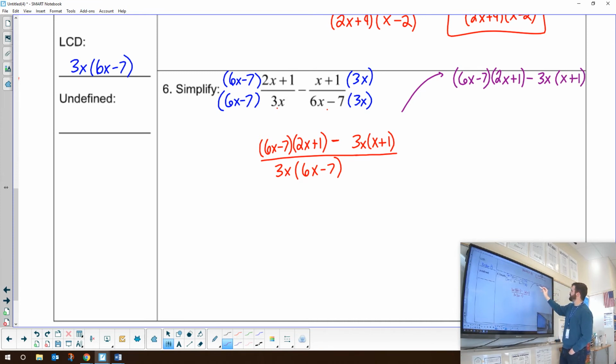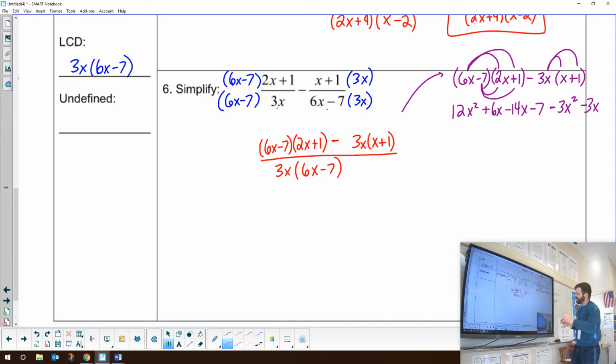Okay, let's start off. Let's work this out and distribute it. We're going to go 6x times 2x is going to give me 12x squared. 6x times 1 is going to give me 6x. Negative 7 times 2x is negative 14x. And negative 7 times 1 is negative 7. And we're going to minus negative 3x times x, which is negative 3x squared. Negative 3x times 1 is negative 3x.